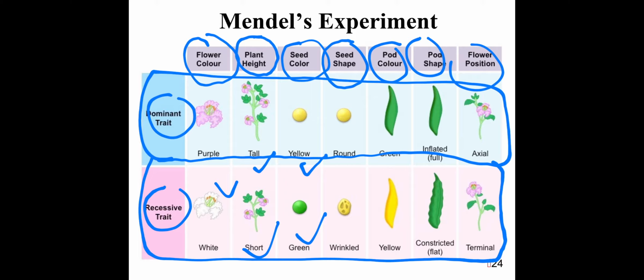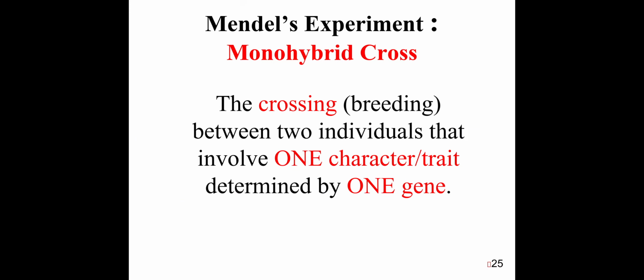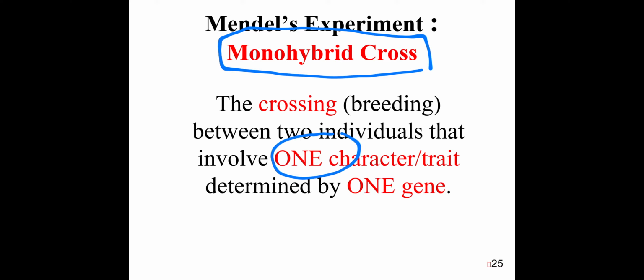So sifat karakteristik dominan dan resesif ni adalah tetap. Mendel Experiment yang first kali yang dia tengok adalah monohybrid. So monohybrid ni kita hanya tengok one karakteristik. Contohnya flower color ataupun height dan lain-lain. Tapi cuma satu karakteristik yang akan ditanya dalam soalan dan karakteristik tersebut dikod oleh satu gene sahaja.